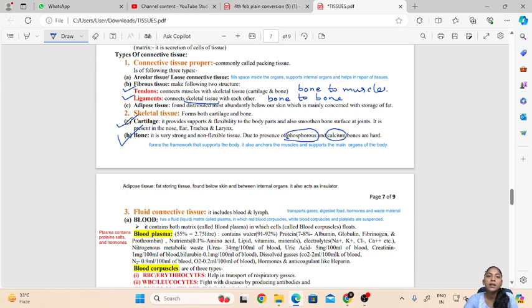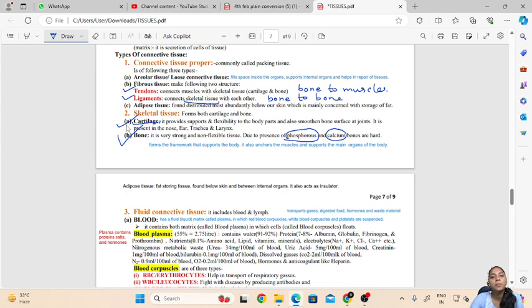Then the second type of skeletal tissue is cartilage tissue. Now this is comparatively softer and flexible and it supports and provides flexibility to the body parts and also smoothens the bone surface at joints. Now when two bones are joined together, at the edges or the end of the bones, this cartilage tissue is present which smoothens out the bone surface and helps in the joining.